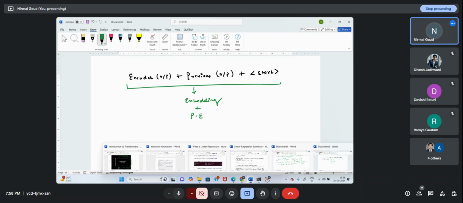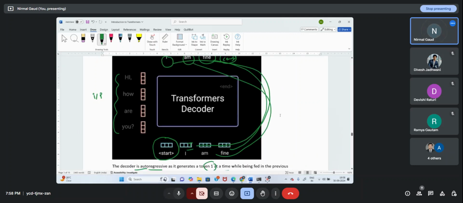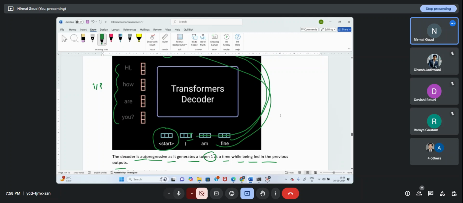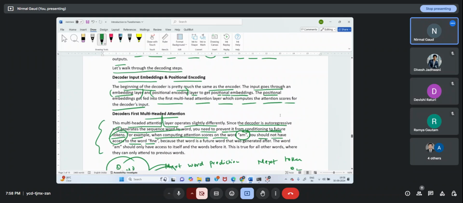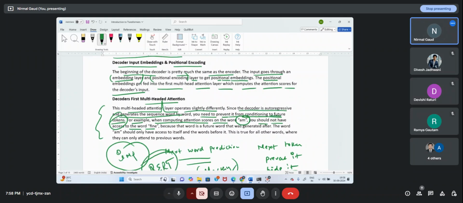Wait a minute, one more thing. When these steps are coming, we are talking about the first multi-head attention. First, embedding. The beginning of the decoder is pretty much the same as the encoder. The input goes through an embedding layer and positional encodings are built. The positional embeddings get fed into the first multi-head layer, which computes the attention score for the decoder input.